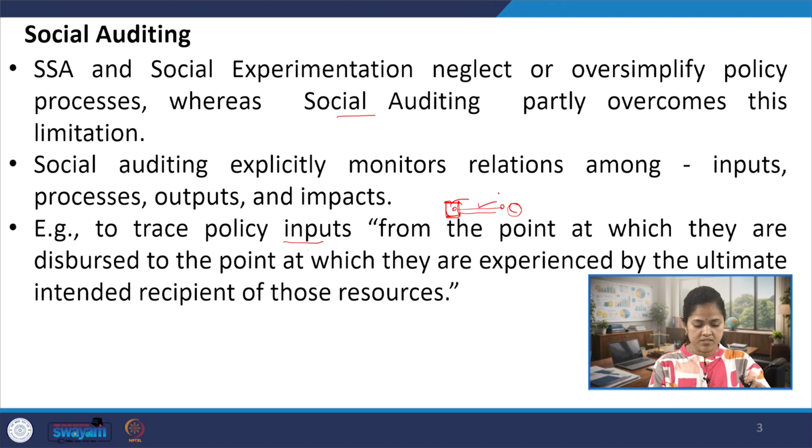This is how we can find how the changes are happening because of the implementation of this policy through the policy inputs. The ultimate intended recipients of those resources are also monitored, to what extent they are getting benefited. That is the reason it is known as social auditing, which traces the policy inputs from the beginning point to the end point.